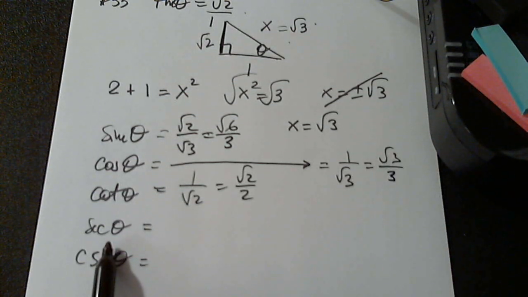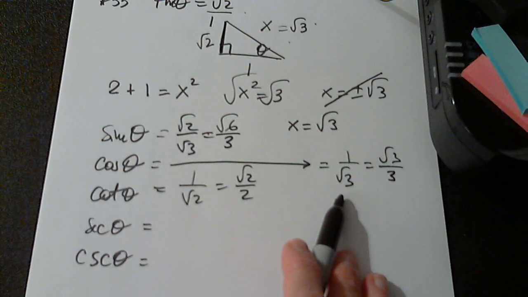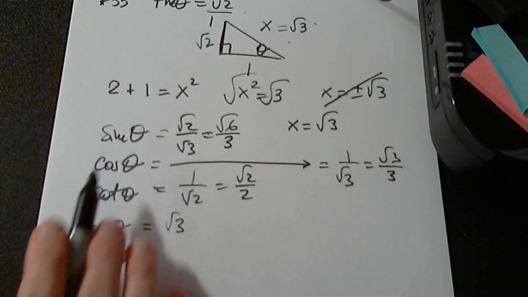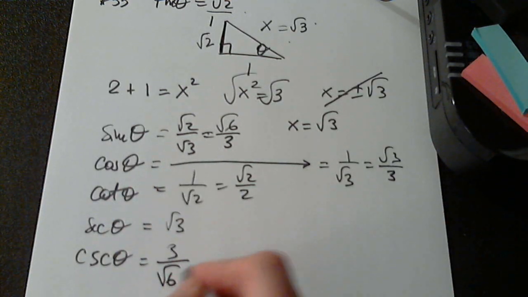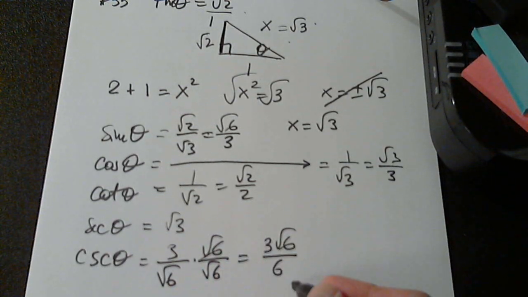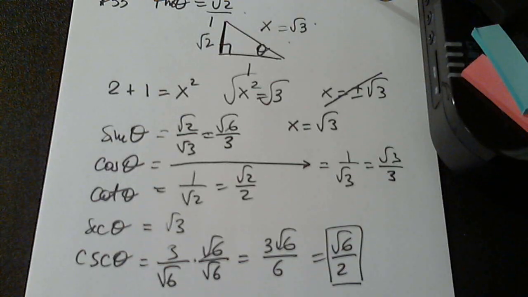Excellent. Secant. It starts with S. It must be 1 over cosine. And of course, you're going to flip this. So you don't need to rationalize. Square root of 3. That's it. And cosecant, it starts with C, is 1 over S. So we have to flip this. But we have no choice, and we will have to rationalize it by the square root of 6. So 3 square root of 6 over 6, and we will have to simplify: the square root of 6 over 2. Good. I think we can move on. Agreed?